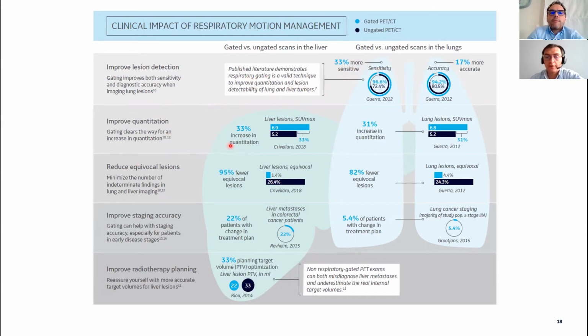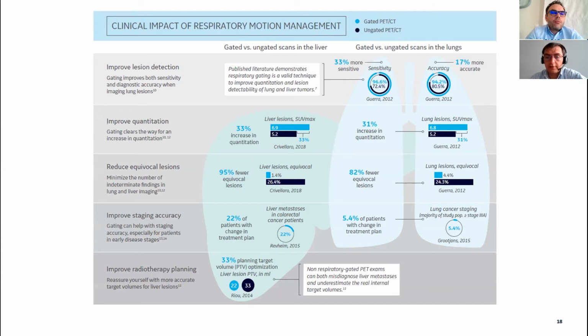As we know, when blurring appears in the image, accuracy of quantitation is extremely low because uptake is spread into different volumes of interest, into different voxels. And thanks to using motion-free, this effect is limited, and that is a very significant improvement in terms of quantification as well, around 33%.